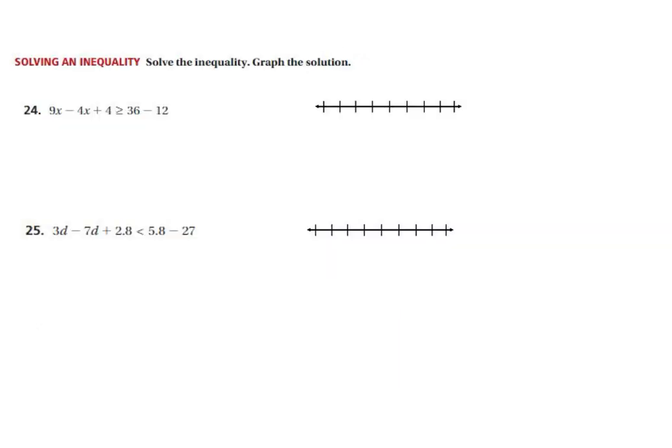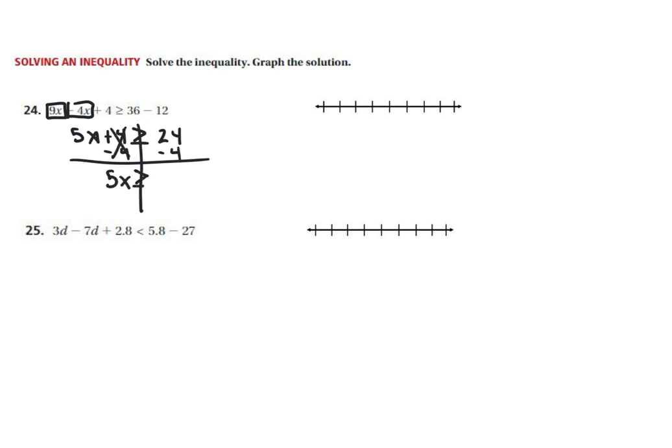For questions 24 and 25, it says solve the inequality and graph. So now we're just asking that like terms are combined as well. So we have 9x minus 4x. So that's going to give us 5x plus 4. And then on the right side, 36 minus 12 is 24. So we'll take away 4 from both sides. Plus 4 and minus 4 are opposites, so they cancel.